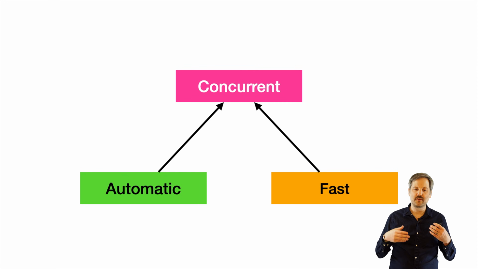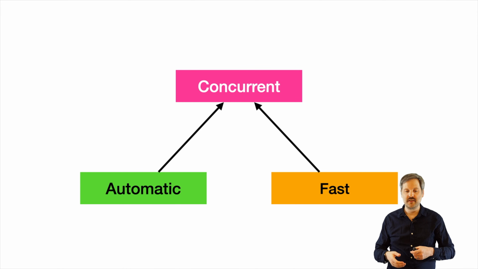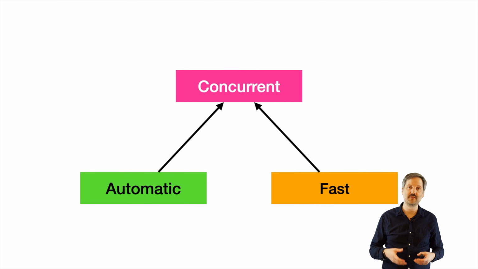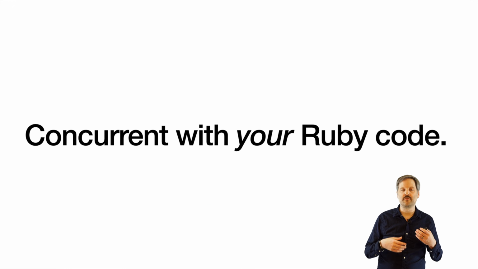So in order to make the compactor automatic and fast, both of those depend on making the compactor concurrent. So that's the problem I would like to talk about today, is how we can make this process concurrent. Ideally, it would be best if we were running concurrently with other Ruby code. That way we can reduce the amount of time your program pauses.